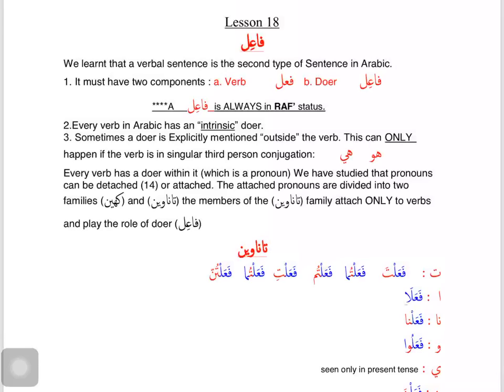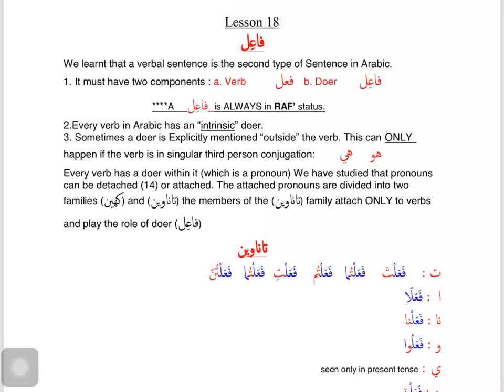So every time I see a fi'l, I have to figure out the inside fa'il. If the fi'l is in huwa or hiya form, I also need to look for the fa'il that may be present outside the fi'l. So first task is to figure out the inside fa'il, the pronoun that is present inside the verb.